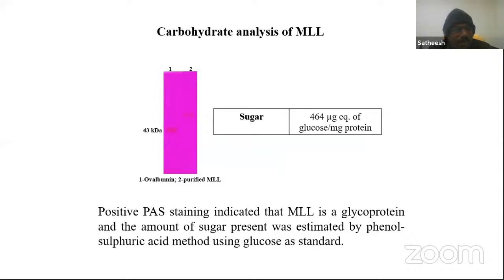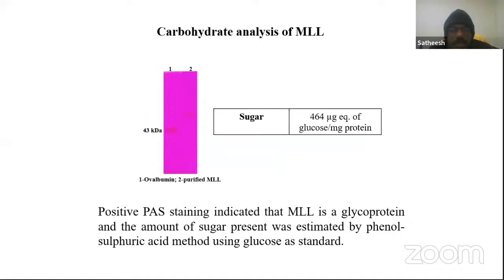Then the carbohydrate analysis also needs to be done. There is a staining called PAS staining, periodic acid Schiff staining, which stains the glycoproteins. There is a positive PAS staining. You can see a 43 kilodalton protein, which is ovalbumin, and purified MLL a little bit on the higher side, around 58 kilodalton. Those two proteins were found to be glycoproteins.